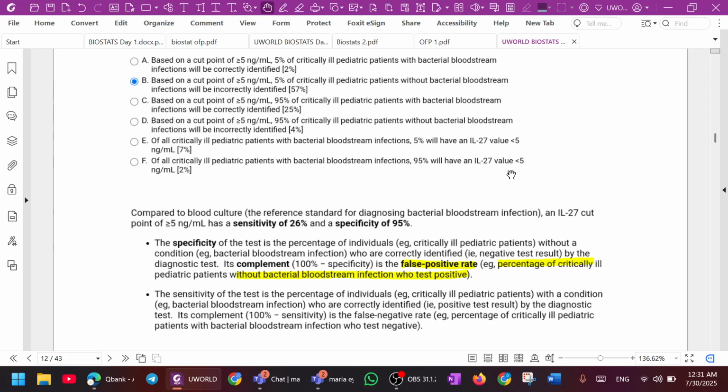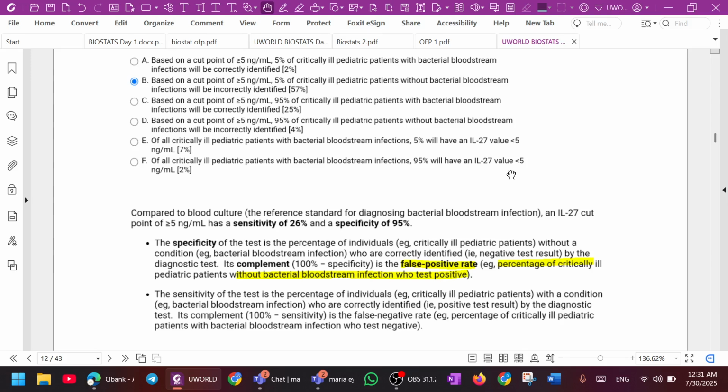So now you have the specificity, you know it's the true negative: the people that tested negative for the disease and don't have the disease. The opposite, false positive, will be people that tested positive for the disease but do not have the disease. So now you know the definition for all of them: sensitivity, false negative, specificity, false positive.